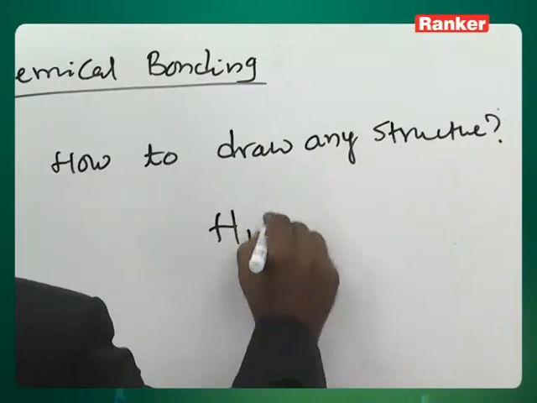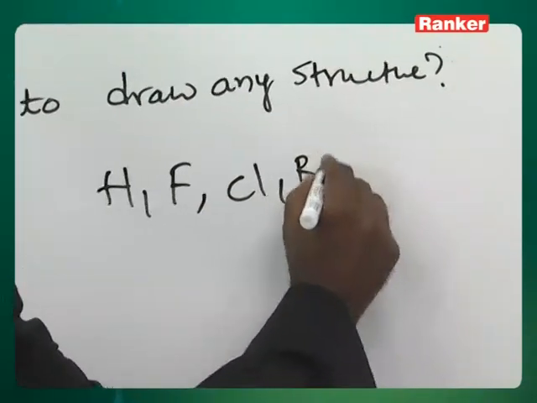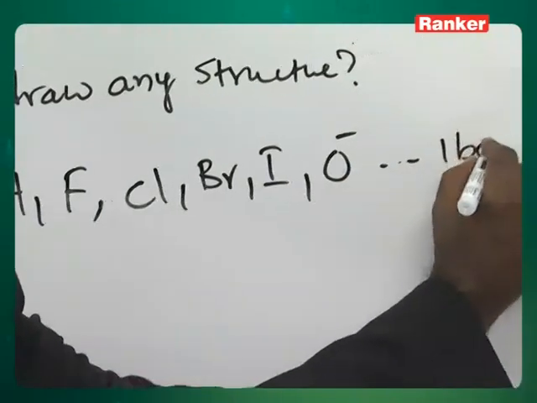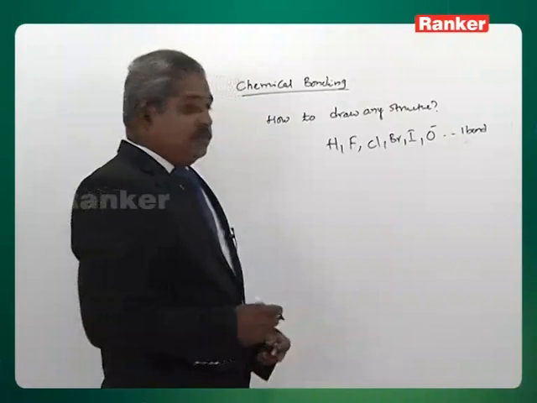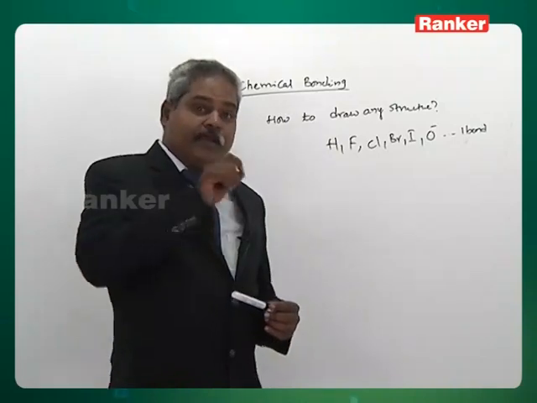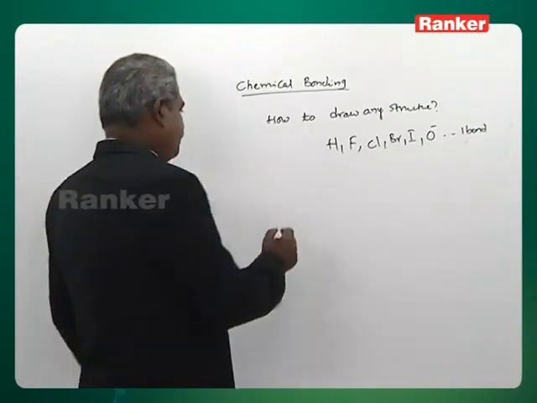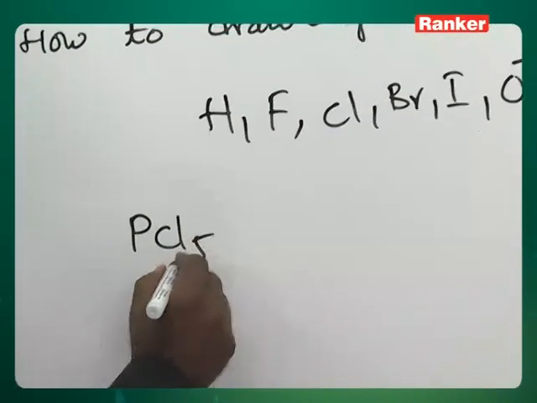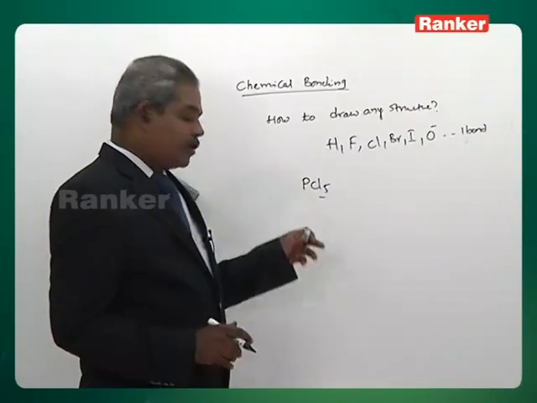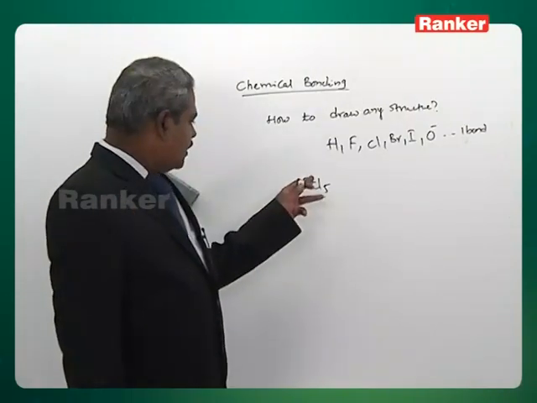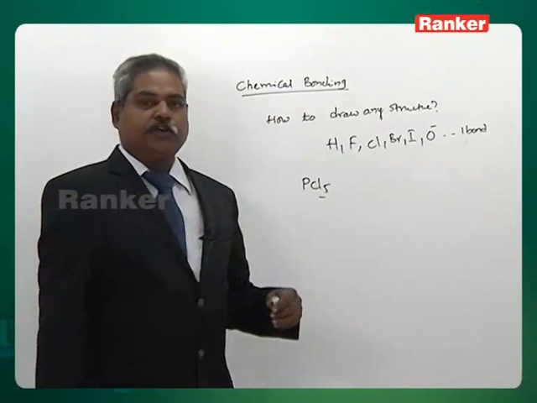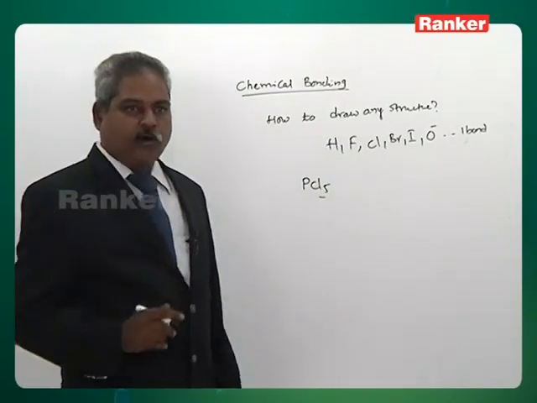Hydrogen, F, Cl, Br, I, O minus, they always form one bond. I will explain myself later. They always form one bond when they are terminal atoms. For example, in PCl5, chlorine is the terminal atom. Phosphorus is the central atom. Phosphorus is at the center and 5 chlorines are approaching. These are called terminal atoms. So, when hydrogen or any one of these is a terminal atom, they form one bond only.